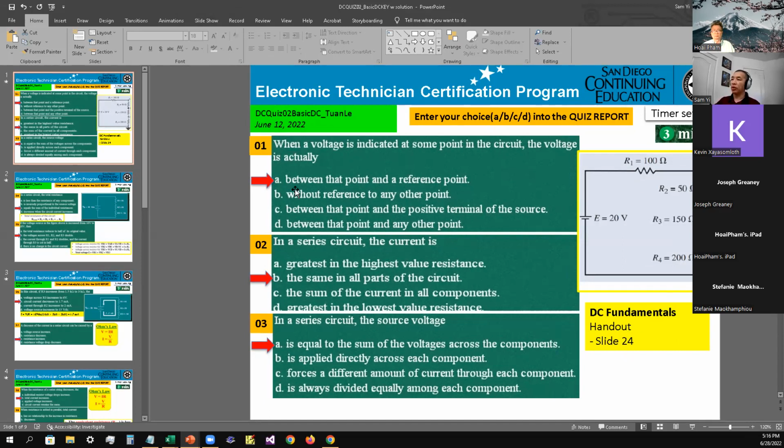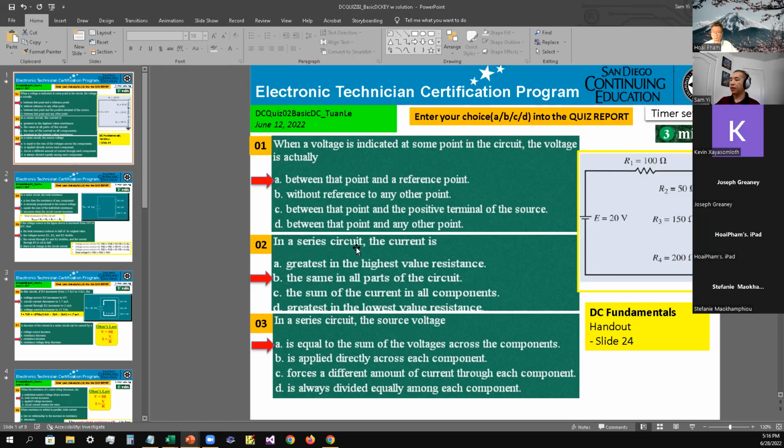Okay, so question number 1: when the voltage is indicated at some point in the circuit, the voltage is actually between that point and a reference point. So if I say point C, for example, usually we take the reference point at the ground level. So it's from point C to the ground. So between that point and the reference point. So the answer is A as in apple for number 1.